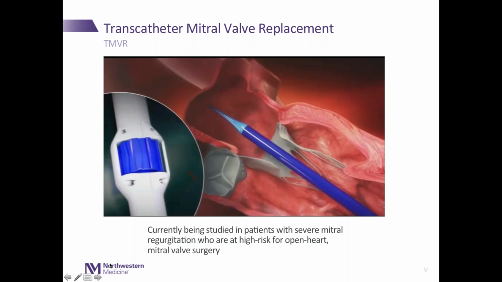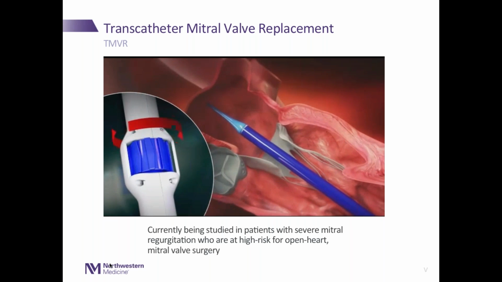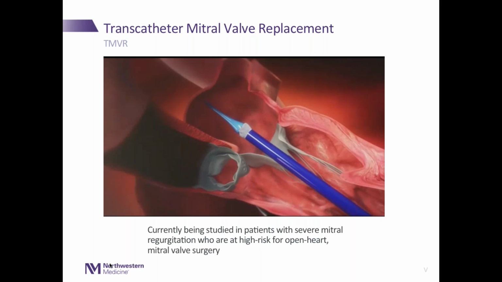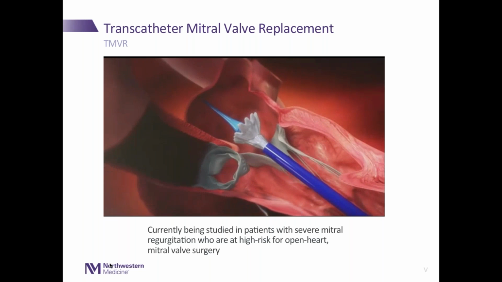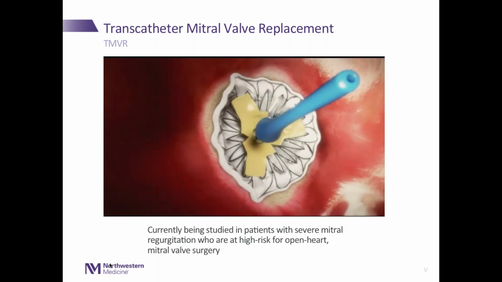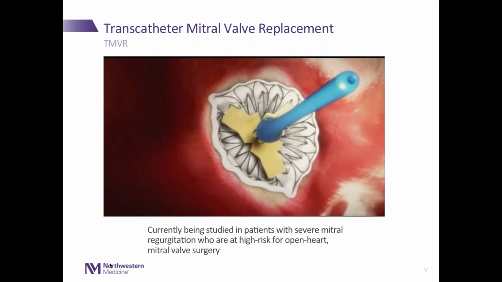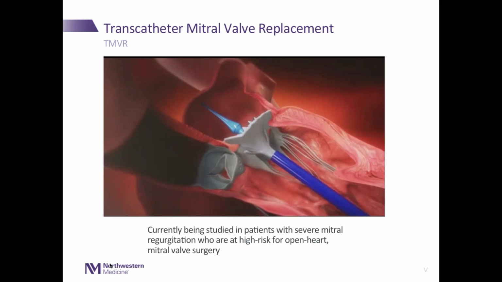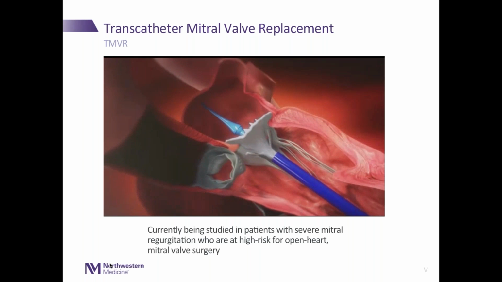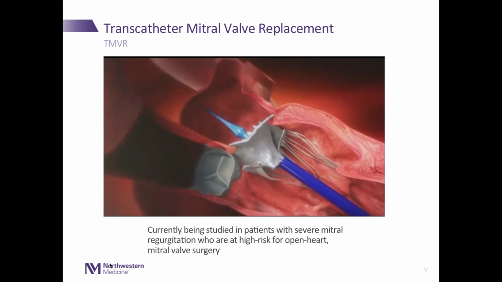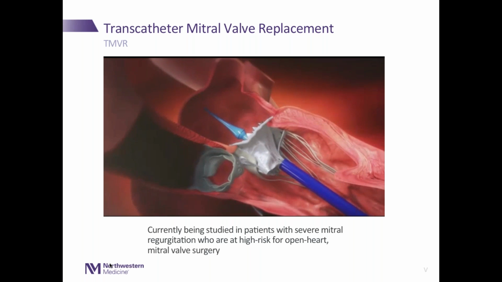Again, this procedure is done all within the heart and the vessels. This particular device has a valve inside a plastic tube, very similar to the TAVR procedure, but meant for the mitral valve. This valve is asymmetric, meaning that it's a D-shaped valve. We have to position it in the perfect position in order to make this work. This is done under echocardiography as well as X-ray.